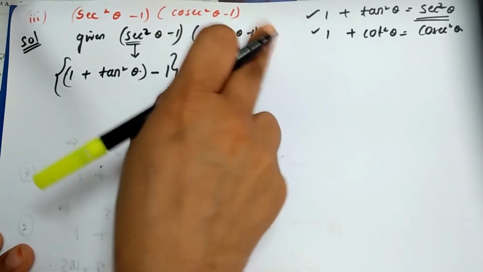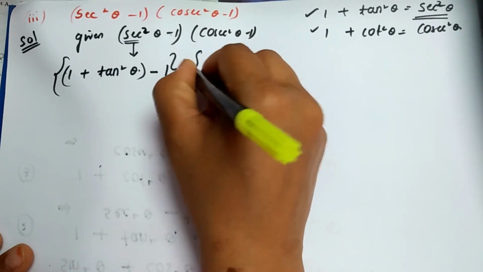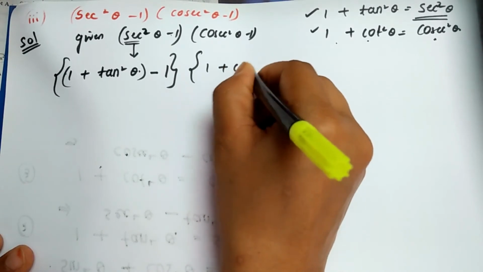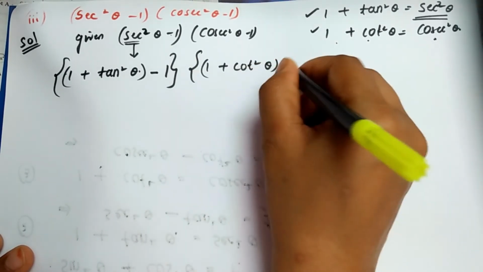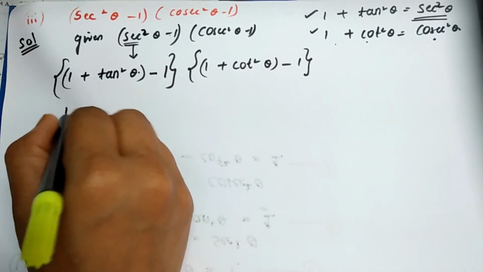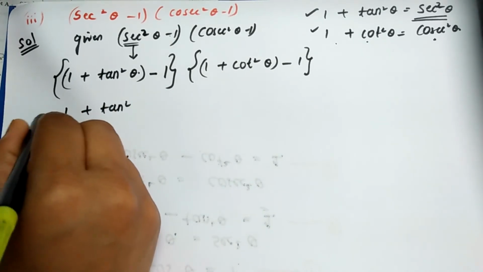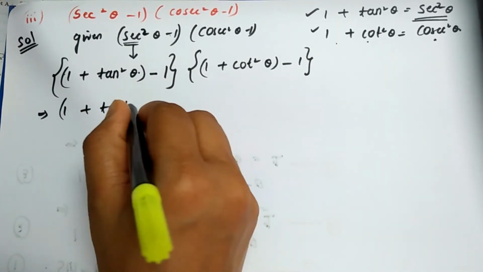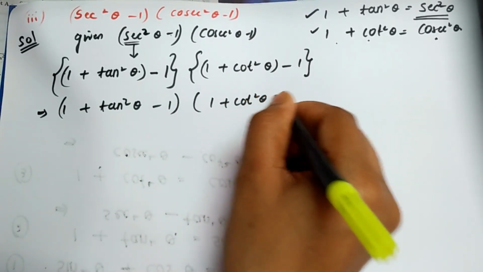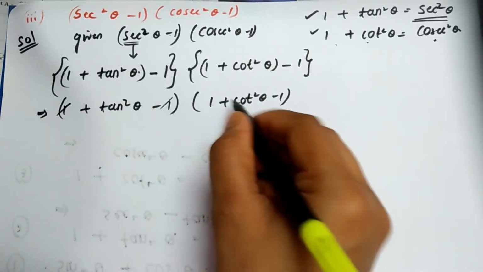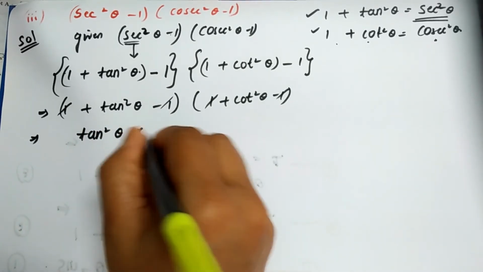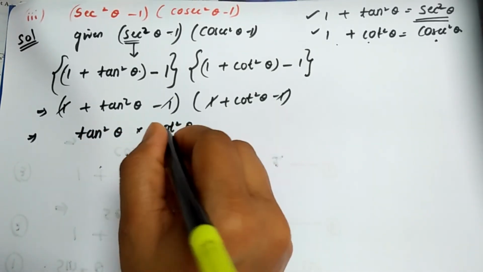Now we are dealing with this one. So what is cosecant square theta? 1 plus cot square theta, right? Minus 1, right? We have just simplified. Now it is very simple. We are just removing the brackets, okay? 1 plus tan square theta minus 1, okay? 1 plus cot square theta minus 1. See, plus 1 and minus 1 get 0, right? What are we left with? Tan square theta into cot square theta, right?